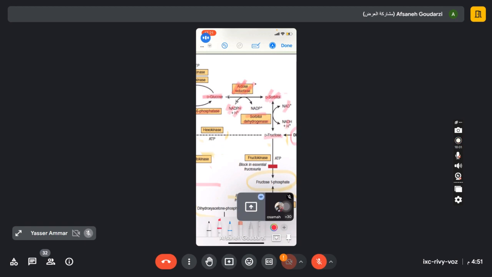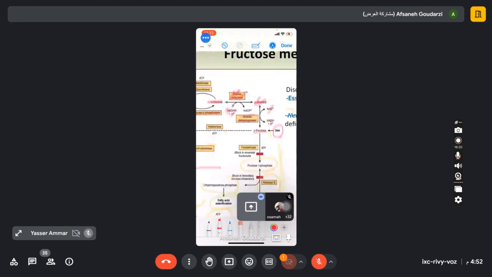So some people believe that the problem in the eye of diabetic patients is due to activation of this pathway in the eye cell. The high level of glucose in the eye cell changes to sorbitol, and sorbitol, based on the mechanism which I explained to you, can cause problems in this cell.